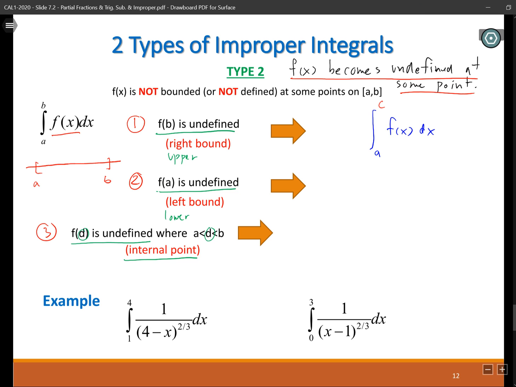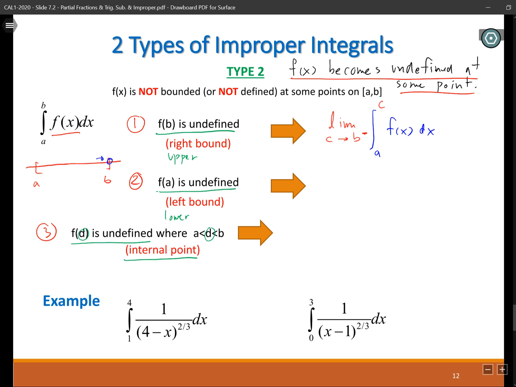Alright, and the problem in the first scenario happens right here. So we cannot just integrate right at this point. We can only integrate very, very close to this point. So we're going to make this c very, very close to b. And as you can see here, it approaches from the left. So the limit that we need to put in here is going to be the limit when c approaches b from the left-hand side. Don't forget this minus sign.